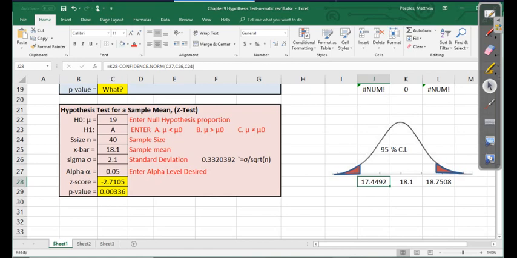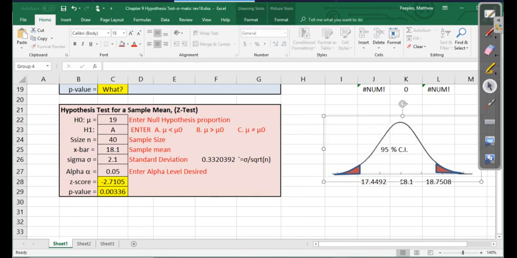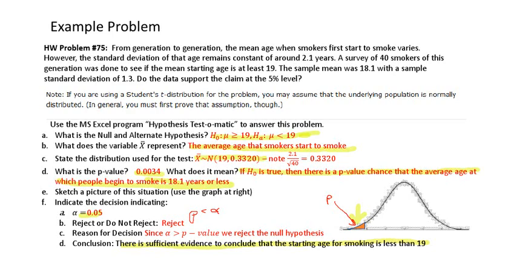What does that mean to us? Well, our null was that the average age is at least 19 years of age, but 19 years of age does not fall within that confidence interval. And since that's true, what we're really finding here is that our critical value is actually somewhere up here in this red region up at the top. And that's a good thing to know.